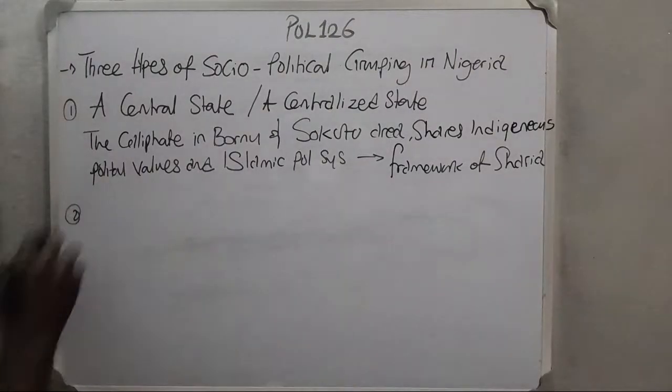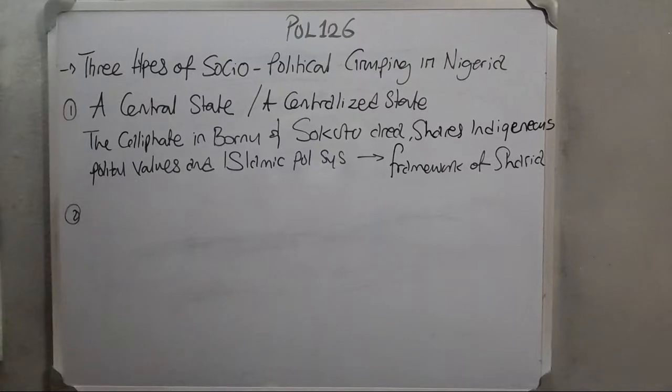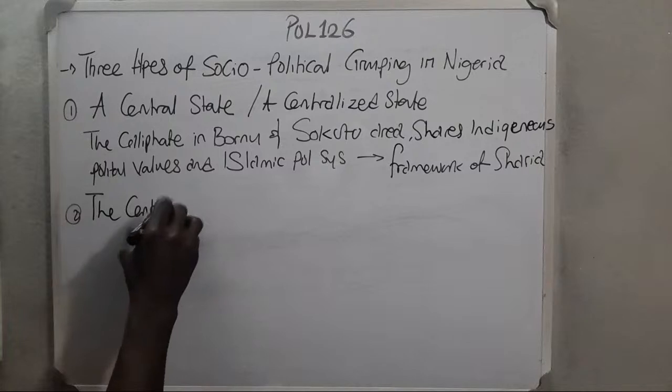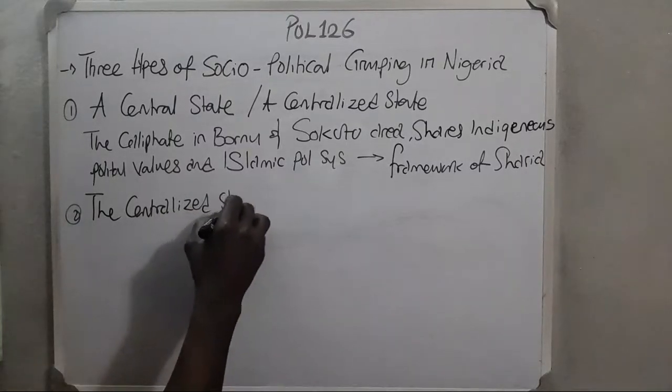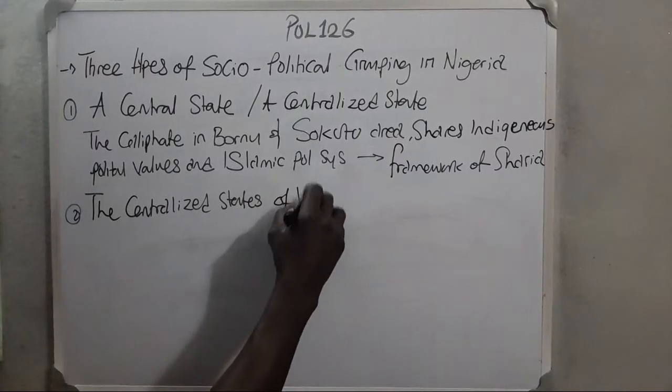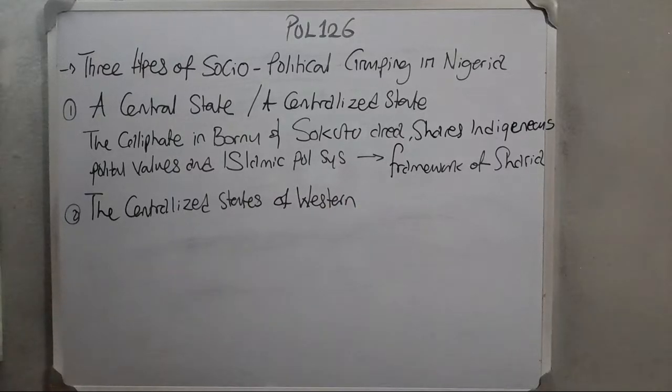So, secondly, we have the socio-political grouping of centralized states of Western and Mid-Western states, which is the Yoruba and the Edo lands. The second socio-political grouping is that of the centralized states of Western.